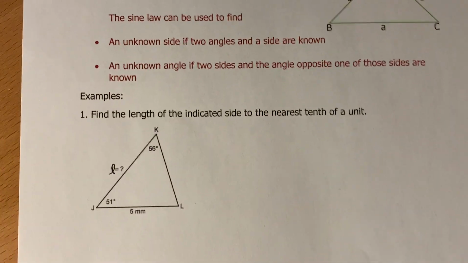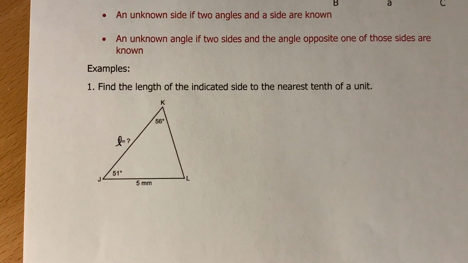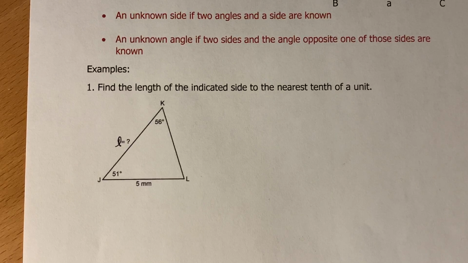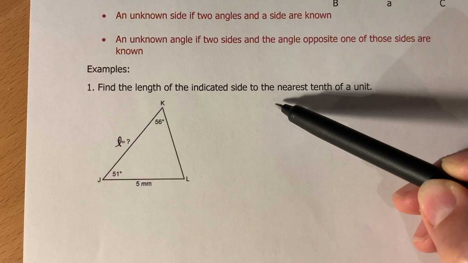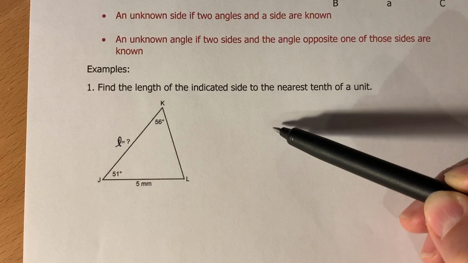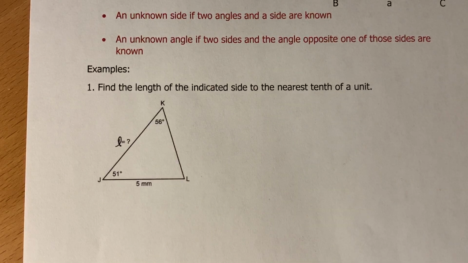Okay, so let's have a look at the first example. We're going to find the length of the indicated side to the nearest tenth of a unit, so one decimal place. Okay, so the sine law is sine of the angle over its corresponding side. So in a proportion, you need to know an angle and a side length in order to use the sine law. You can't have too many unknowns, right? You can only have one unknown in the proportion.